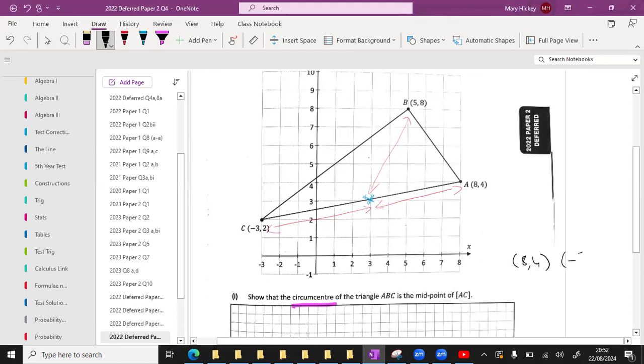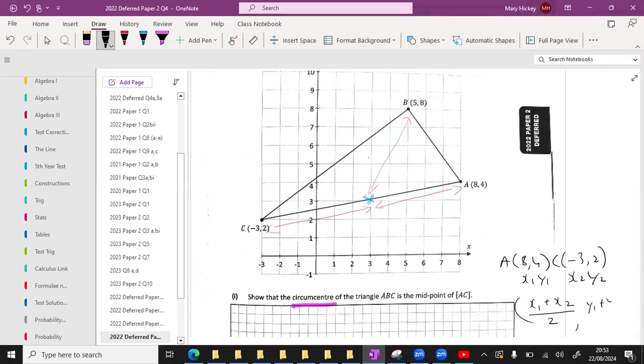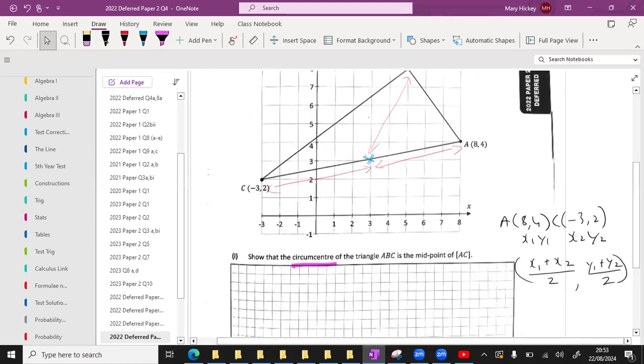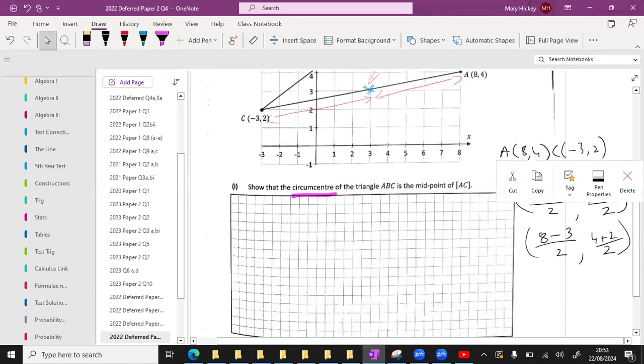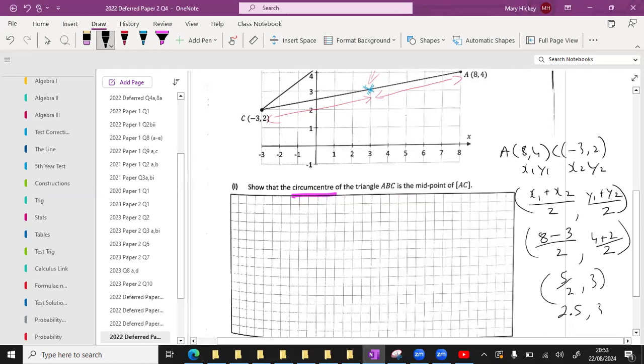So A is (8, 4) and C is (-3, 2). So that's my A and C, x1, y1, x2, y2. My midpoint formula, page 18: x1 plus x2 all over 2, y1 plus y2 all over 2. So I have x1, 8, plus x2. Now it's plus minus, so it's minus 3, all over 2. And then I have y1, which is 4, plus 2, all over 2. So I end up with 5 over 2, and I end up with 6 over 2, which is 3. So I end up with basically (2.5, 3).